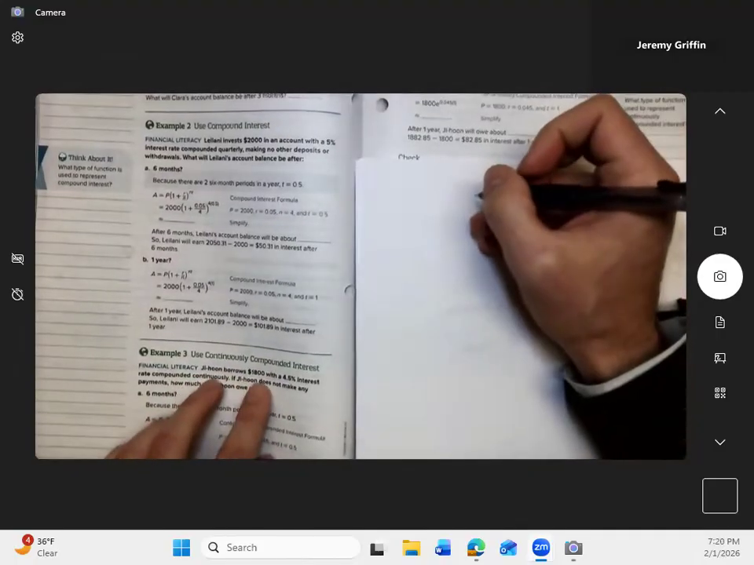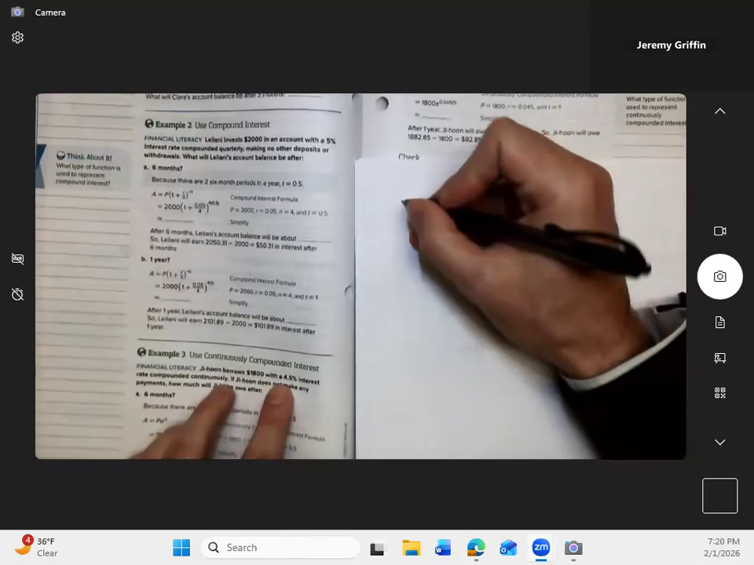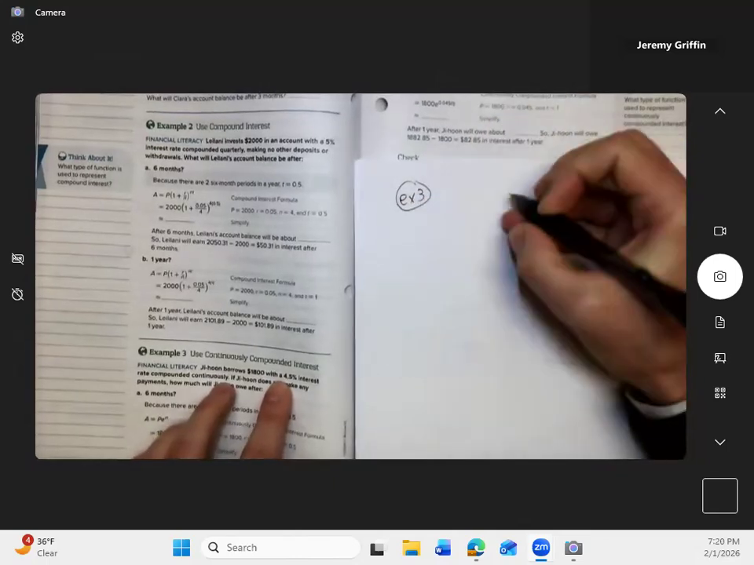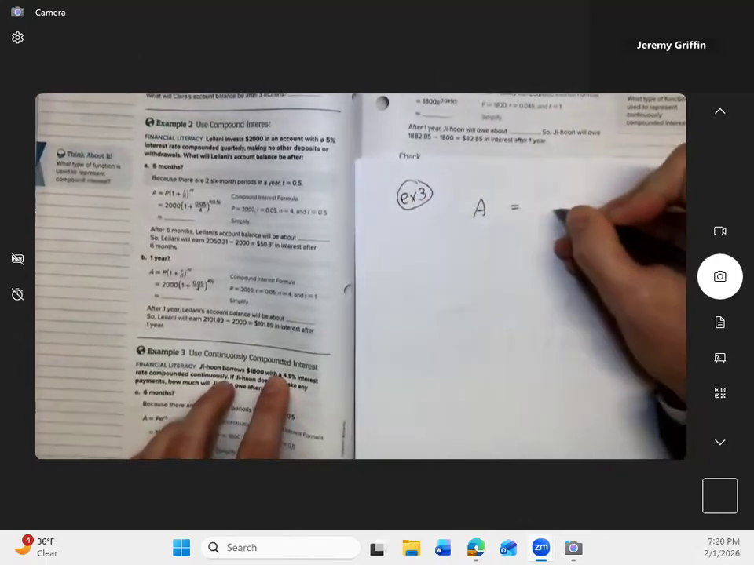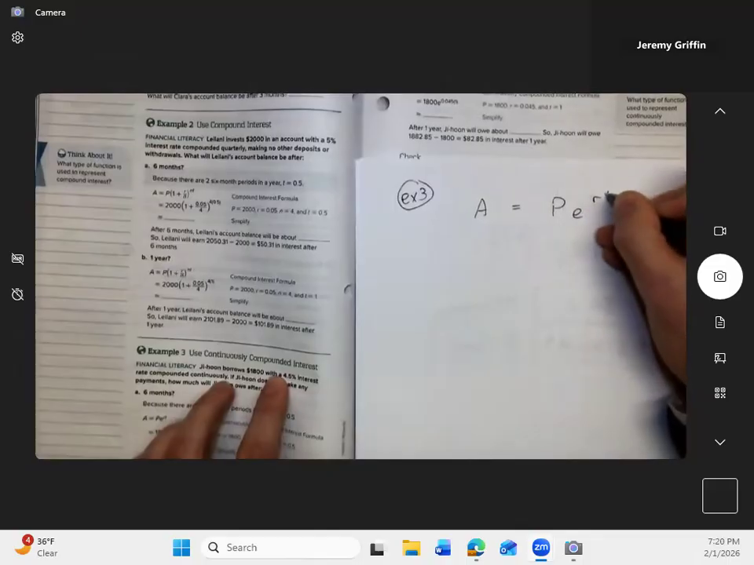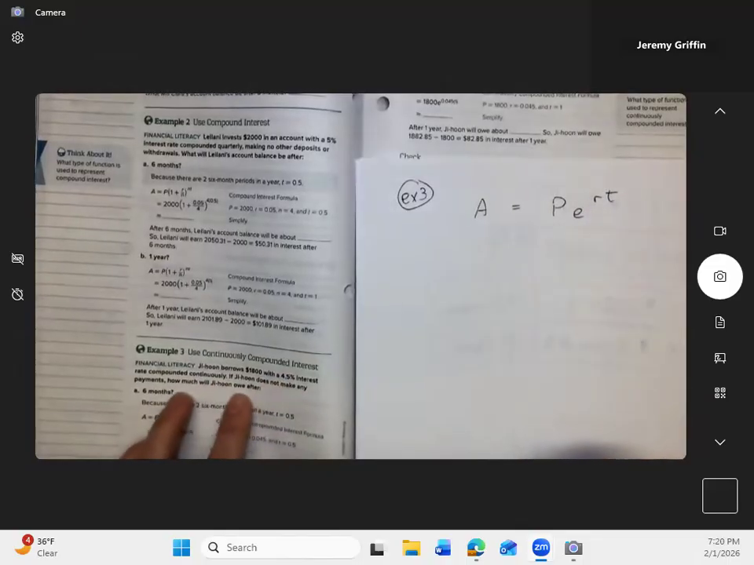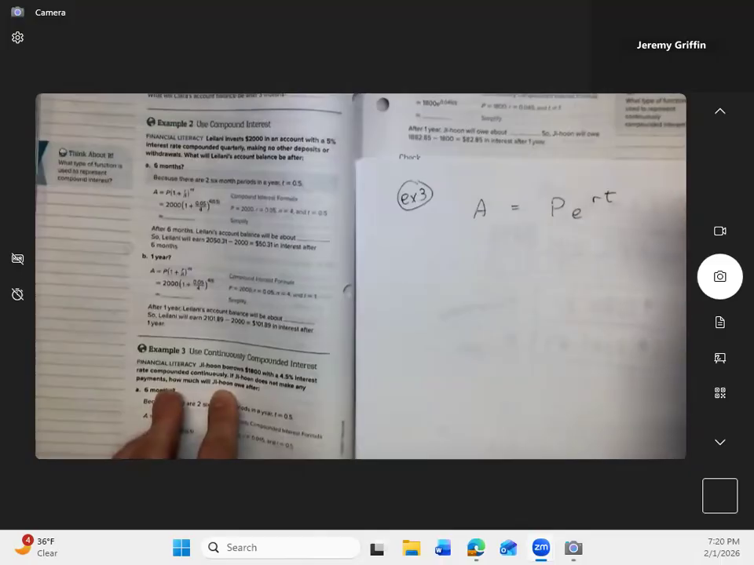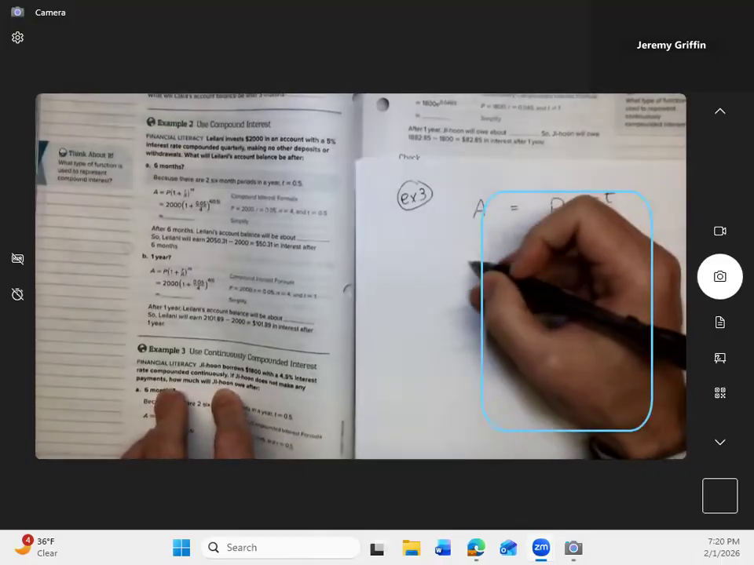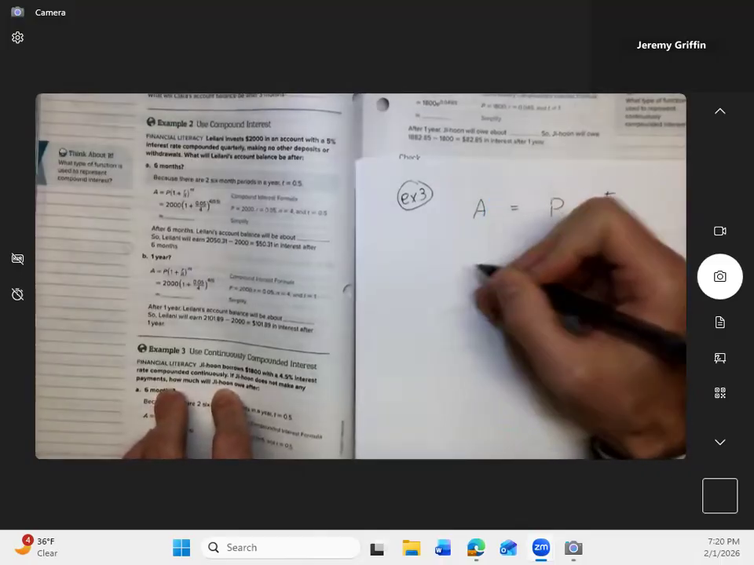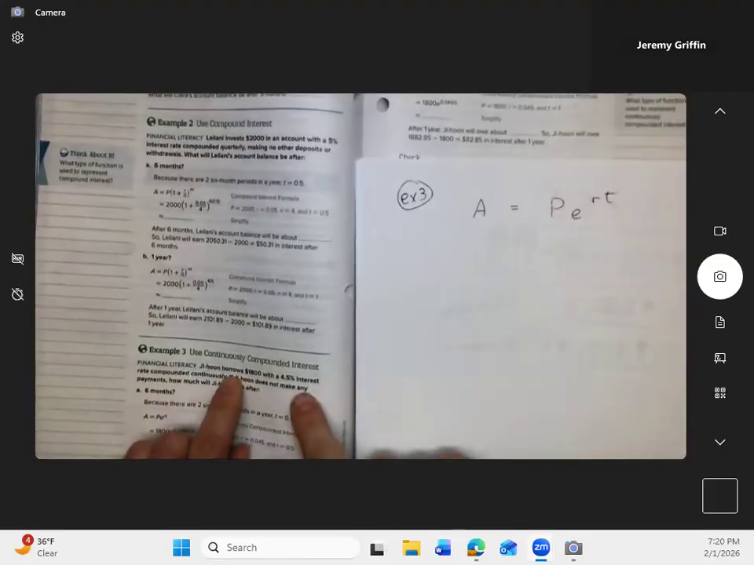Now let's do continuously compounded interest. Example 3: G borrows $1,800 at 4.5% interest. It's continuously compounded, so now we're using A equals P e to the rt. He does not make any withdrawals or payments.